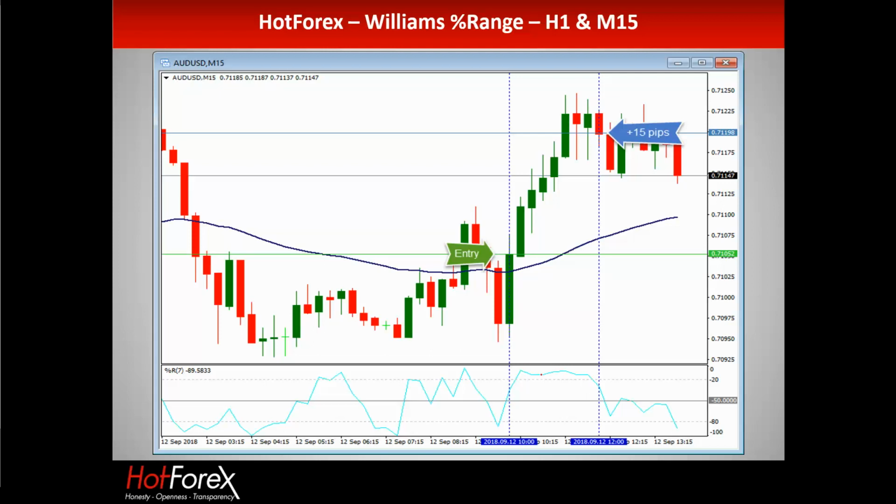Up we go into the overbought area, but it's still going up, so that's fine. Just stay with it, stay with it. When do we break back down out of the overbought zone? There, close of that candle there.